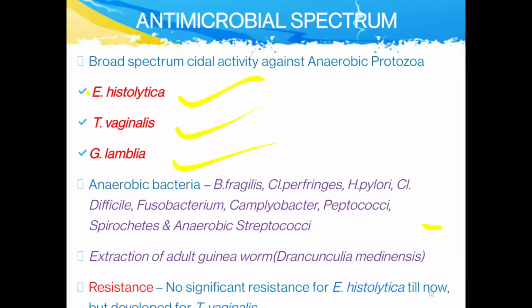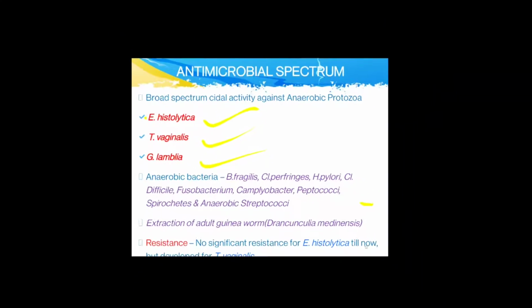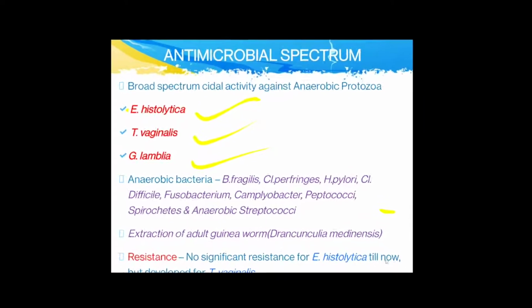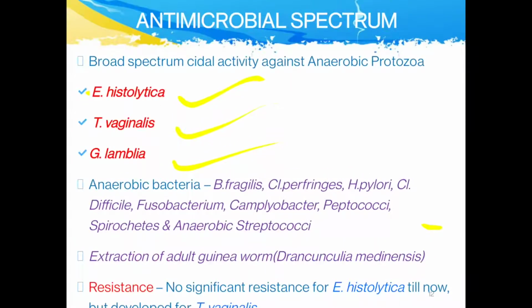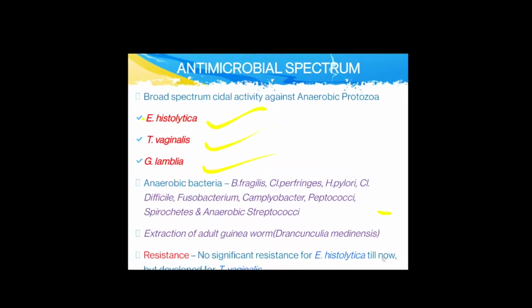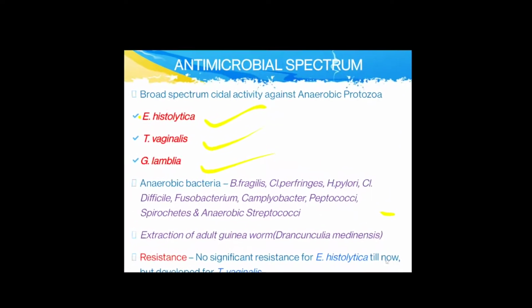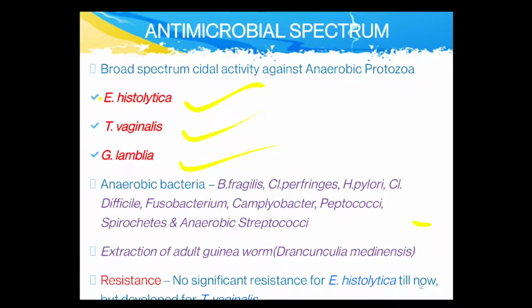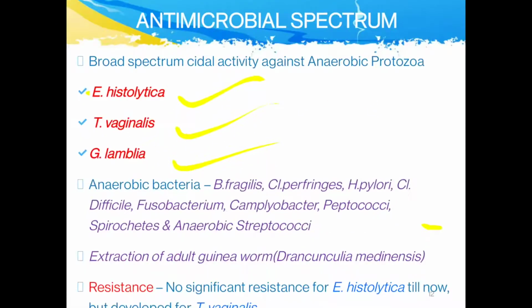Here you can also see the extraction of adult guinea worm, Dracunculus medinensis. Now the resistance: no significant resistance of Entamoeba histolytica has developed till now, though resistance has been seen for T. vaginalis.